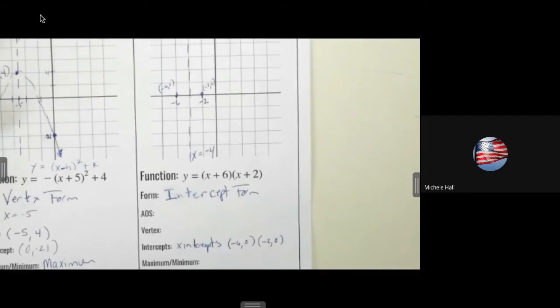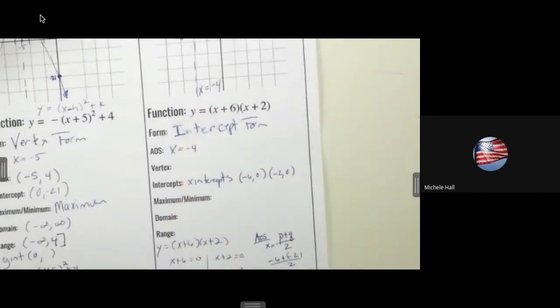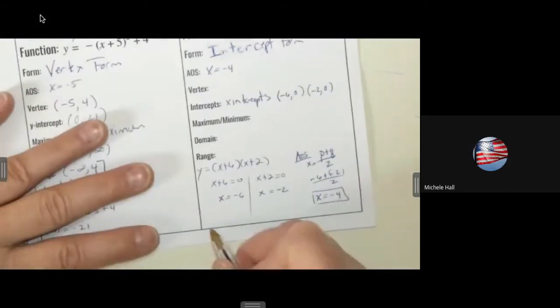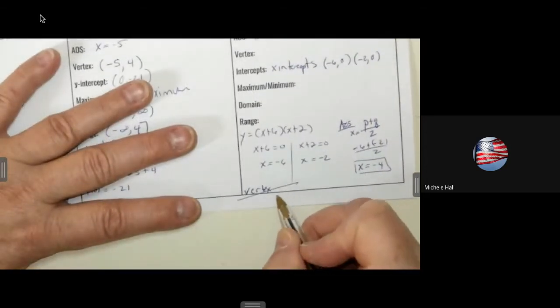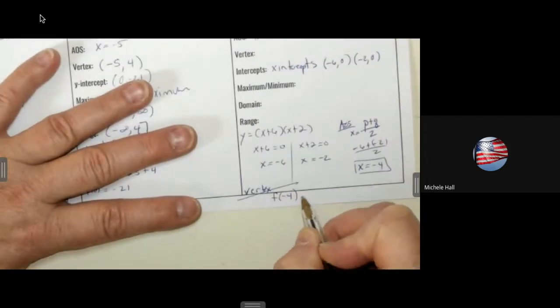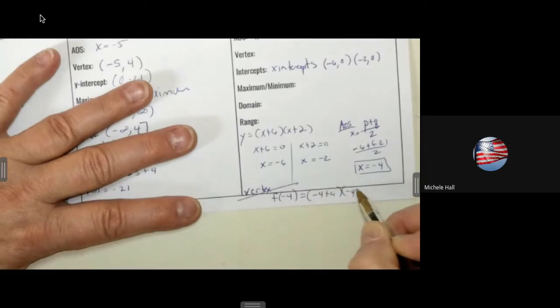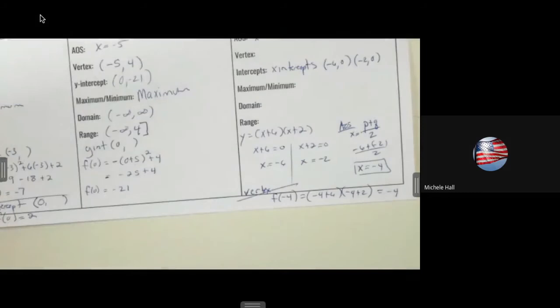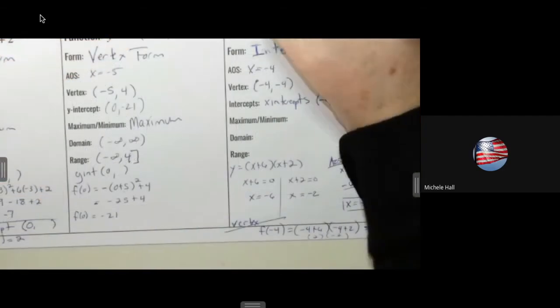And then once I have that AOS number, then I can find the vertex. So x equals negative 4. Finding the vertex would be just substituting that value in. Vertex is going to be f of negative 4, which would be negative 4 plus 6 times negative 4 plus 2. 2 times negative 2 is negative 4. So the vertex is at negative 4, negative 4. There is negative 4, negative 4 for my vertex.